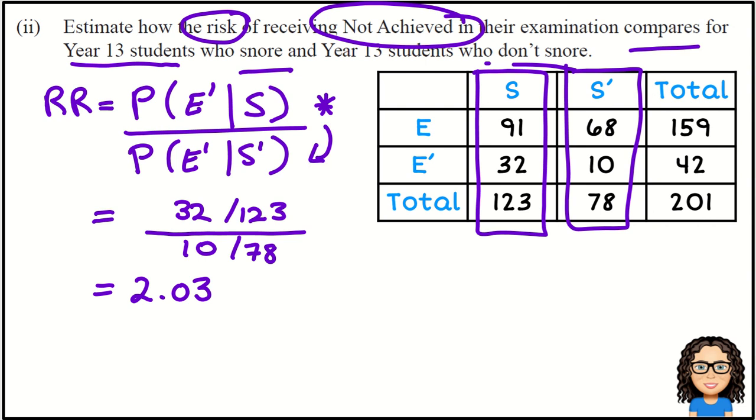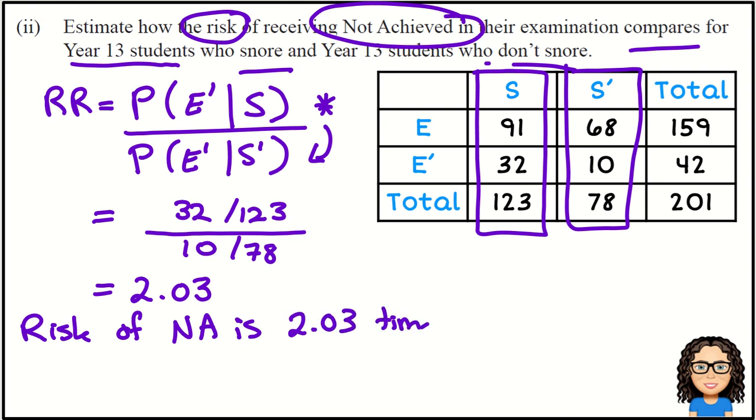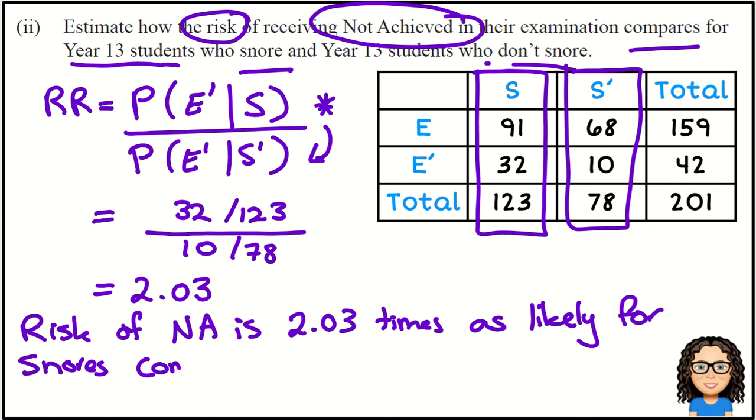So this is what I want to write a sentence for. The risk of not achieving is 2.03 times as likely, notice that wording, times as likely, for snorers compared to non-snorers. So that is my answer.